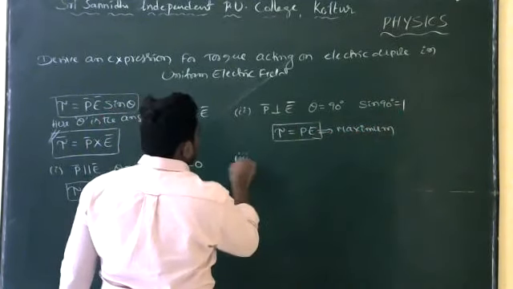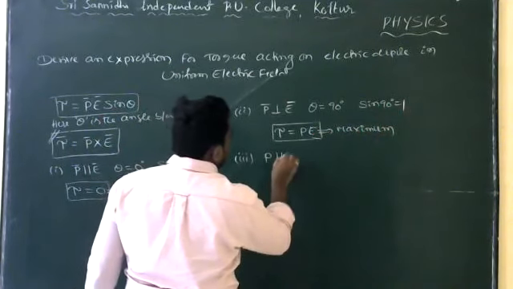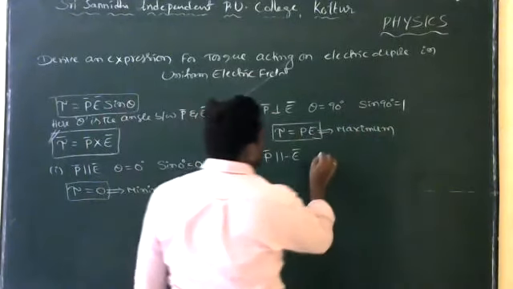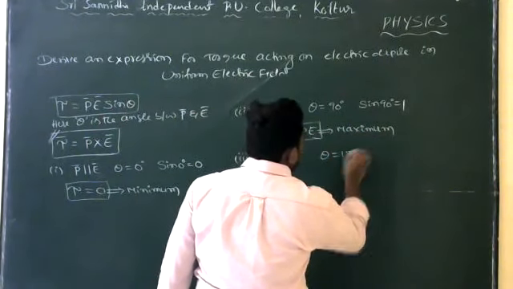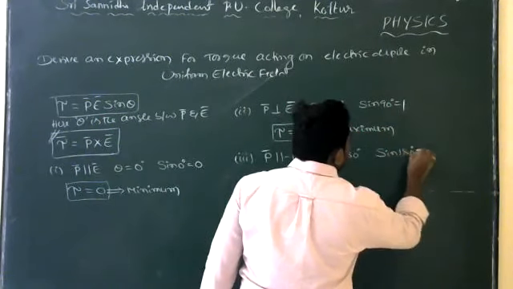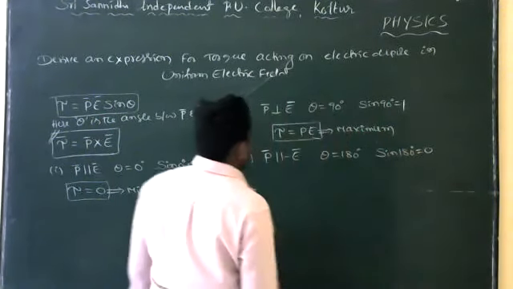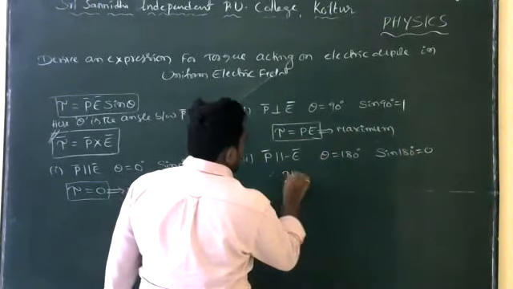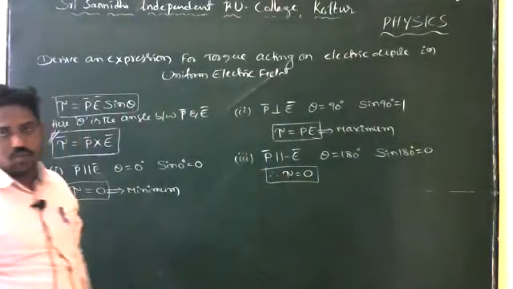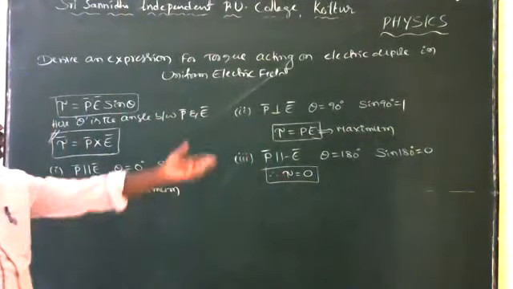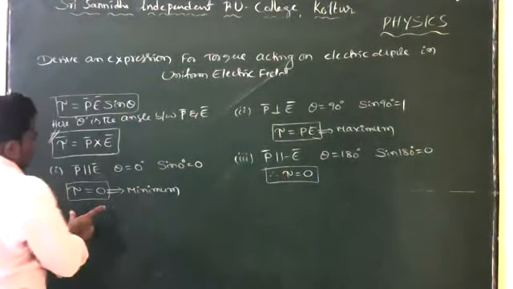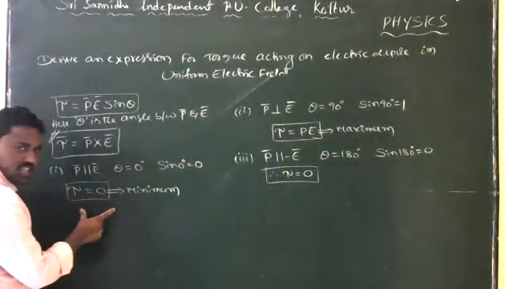Next, the third case: P is anti-parallel to E. The P vector is anti-parallel to the E vector, so theta is equal to 180 degrees. Sine 180 degrees is also 0. Therefore tau is equal to 0. This is the minimum torque in this case.